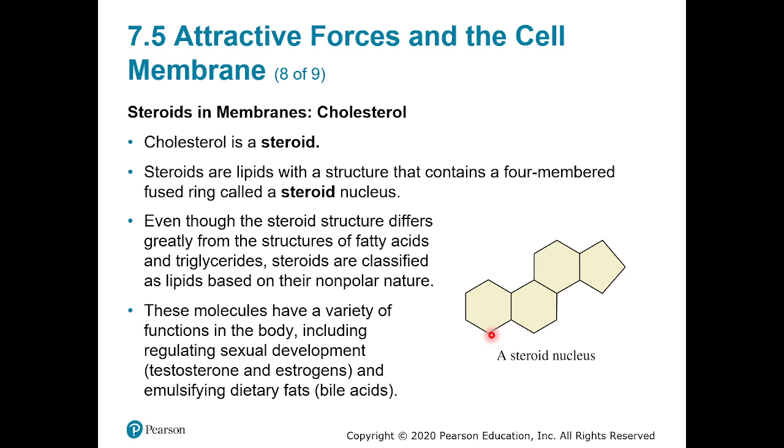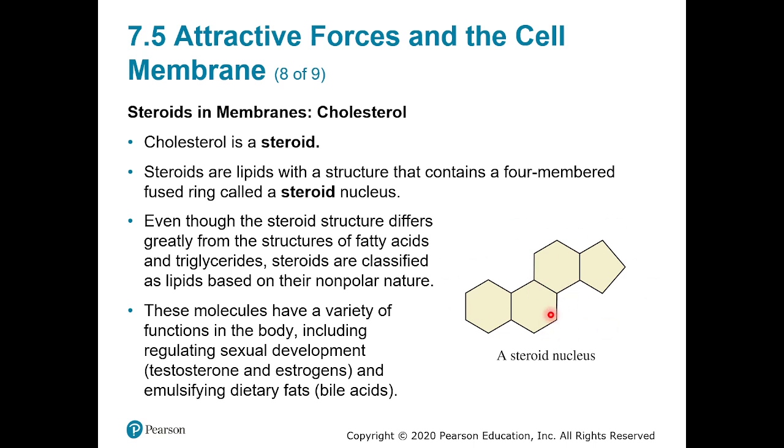All right. So, steroids and membranes. Steroids is the base cholesterol. And so, cholesterol is a steroid. Steroids are going to be lipids. They have a structure that will contain this four-membered fused ring, which is the steroid nucleus right here, which cholesterol is a derivation of. So all steroids have this nucleus right here. And notice it is a 6-member, 6-member, 6-member, 5-membered, right? All right. Enjoy the beauty of it. All the controls in your body right there, right?